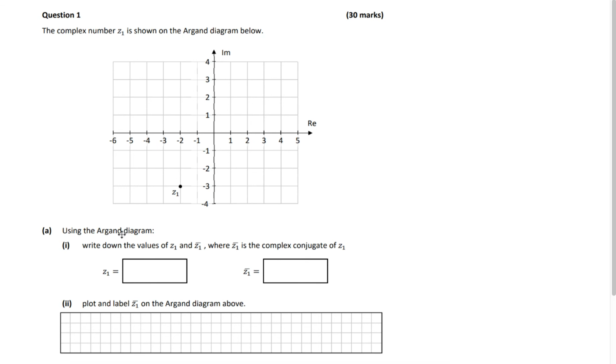Welcome to O'Reilly Maths. This is the 2022 Leaving Cert Ordinary Level Paper 1 and we're looking at question number 1. The complex number Z1 is shown on the Argand diagram below. There's the complex number Z1.